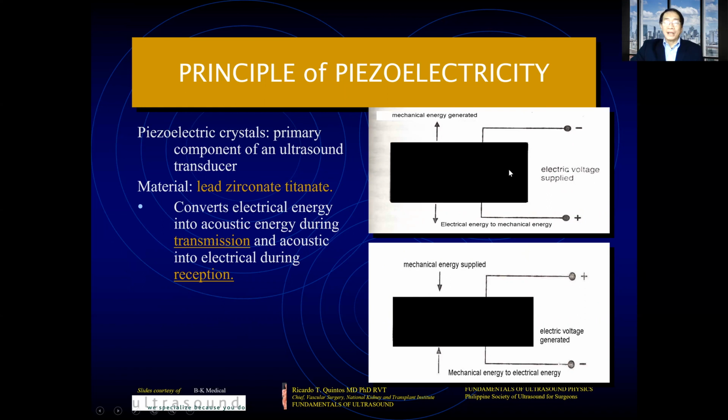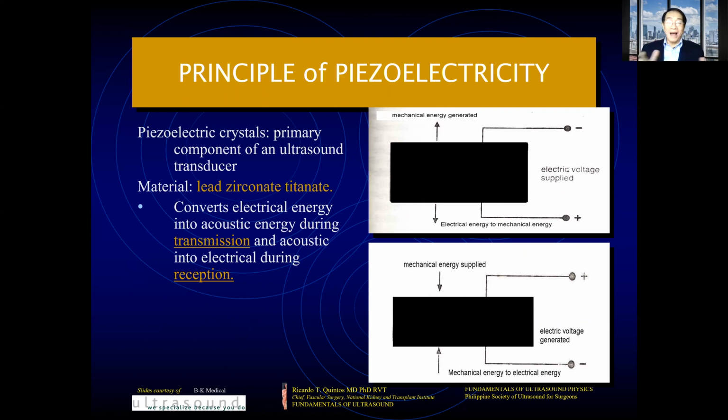So if this is a crystal and you have electrons traveling through it, if the electrical voltage is supplied and you have electrons traveling through this crystal, it will then start to vibrate. So there is a conversion of electrical energy into mechanical energy. This vibration at a particular frequency will create the areas of compression and rarefaction and thus result in ultrasound propagation.